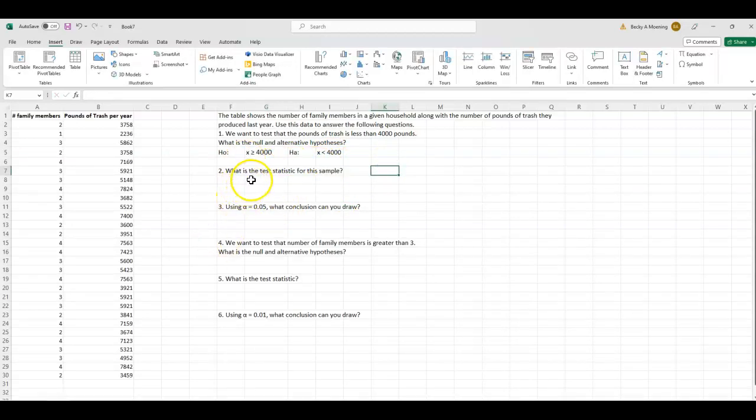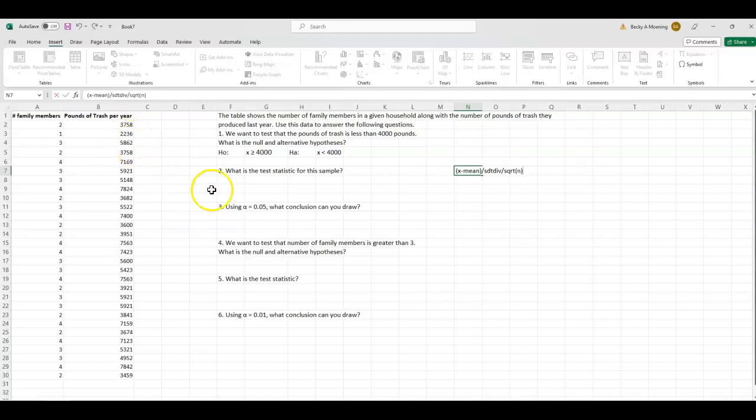Now we need to find the test statistic. If you remember, the test statistic is found by taking X minus the mean, divided by the standard deviation divided by the square root of the sample size. X in this case is going to be 4,000, but we need to find the mean, the standard deviation, and the sample size.